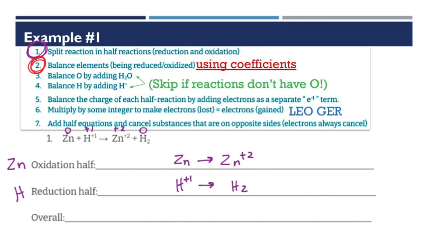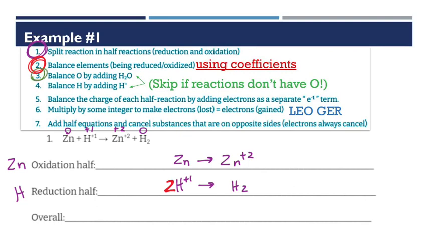On a reduction half reaction, though, I have 1 hydrogen on the reactant side and 2 on the product side. So we do need to balance that. And I'm going to do so by putting a coefficient 2, up in front of the side that just has 1.